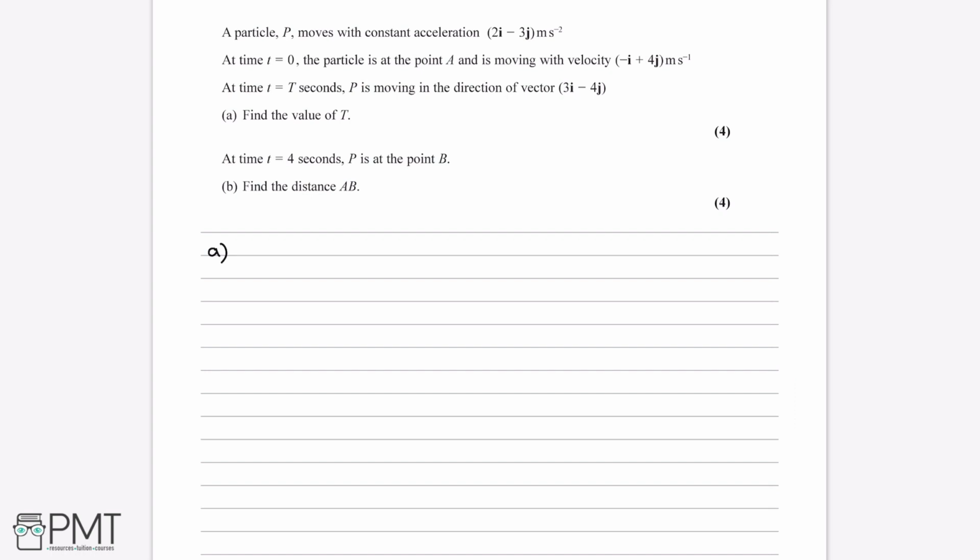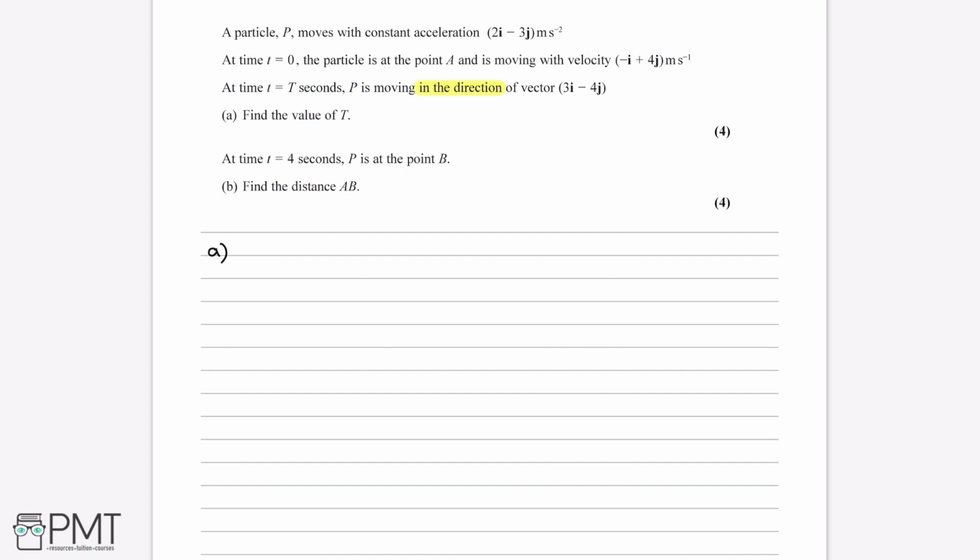So the first thing we want to do for this question is find an expression for the velocity of P. The reason for this is because we're told at time capital T seconds, P is moving in the direction of this vector 3i minus 4j. What this means is that it's parallel to this vector, and so its velocity is some multiple of 3i minus 4j. It doesn't have to be exactly 3i minus 4j, but it has to be some multiple of it because it's moving parallel. That's just a general rule with vectors.